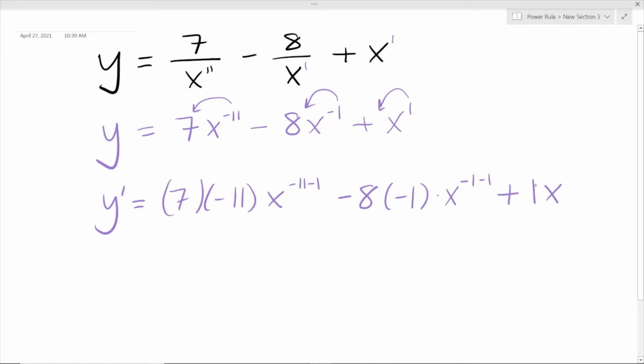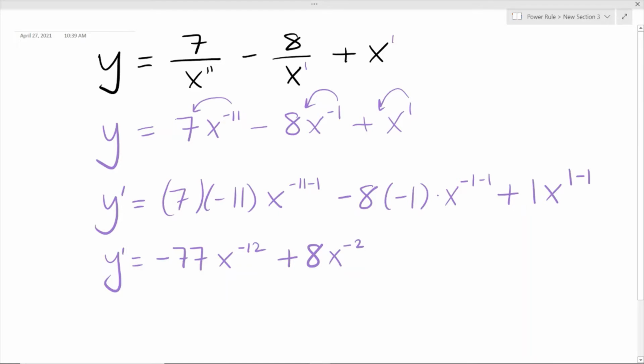So take this 1 down, and now x to the exponent of 1, and we must subtract 1 from that exponent. So y prime is going to be equal to 7 times the negative 11, so negative 77, that's what we get. And then x to the exponent of negative 11 minus 1 is negative 12, and then here, negative 8 times negative 1 is going to give us positive 8. And then now we multiply by x, x to the exponent of negative 1 minus 1, which is going to be negative 2, just like that.